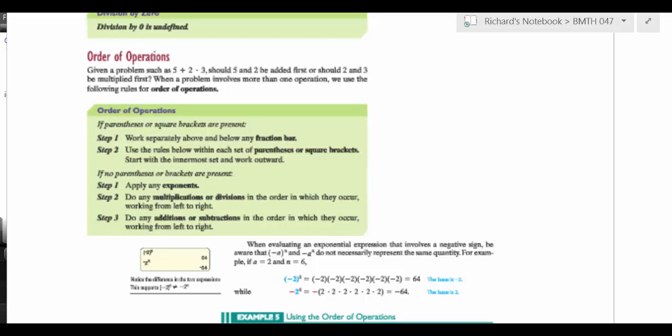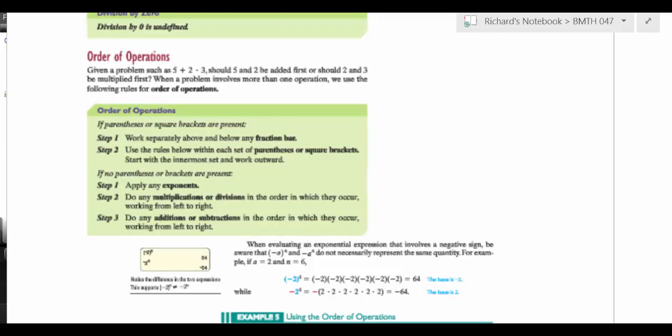All right, so this is going to be Unit 1, Section 2, Order of Operations. In your textbook, you have a table giving you instructions on how to solve arithmetic problems or algebraic problems using the order of operations. And you can see that there's two situations: if parentheses or square brackets are present, and if no parentheses or square brackets are present, I'm going to add to this.